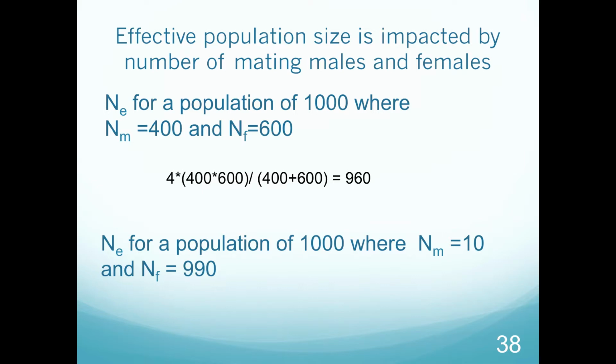You'll find that for the more even number of males and females, the effective population size is 960, which is only a little bit smaller than 1,000. For the very uneven numbers of males and females, the effective population size is 39, which is a lot smaller than 1,000. So you'll have a much higher rate of genetic drift in this population of 1,000 than in the other population of 1,000.